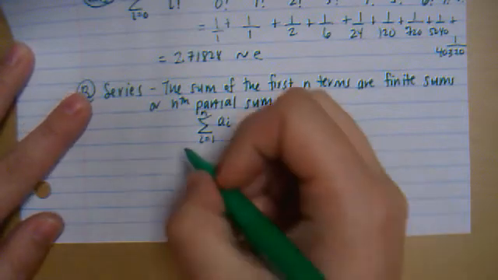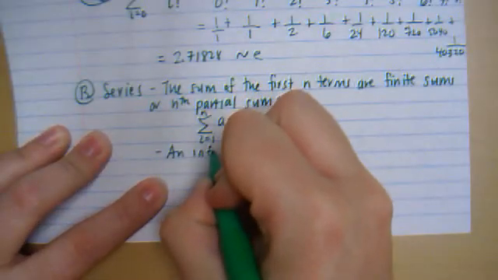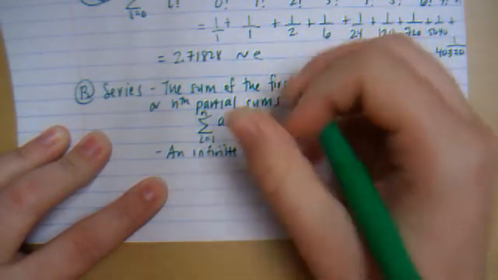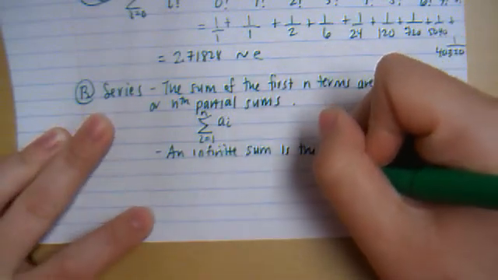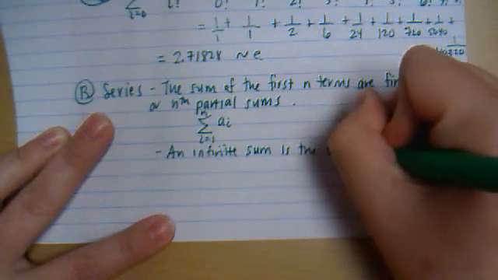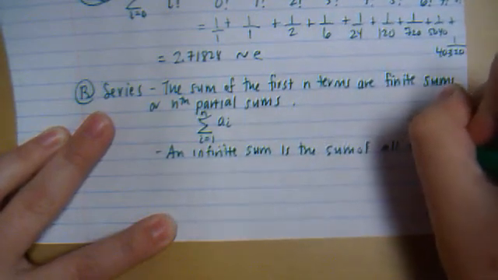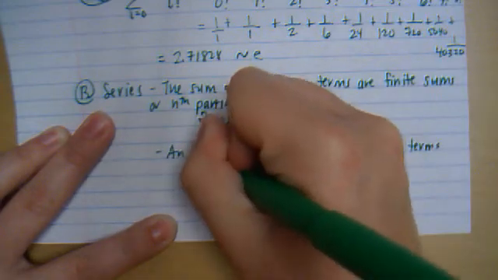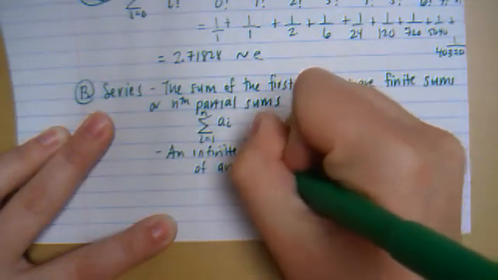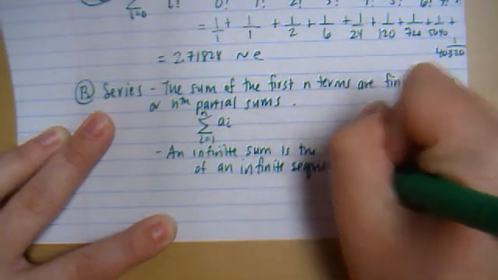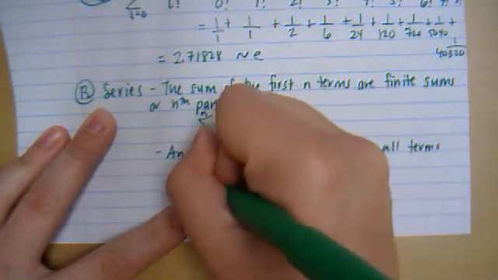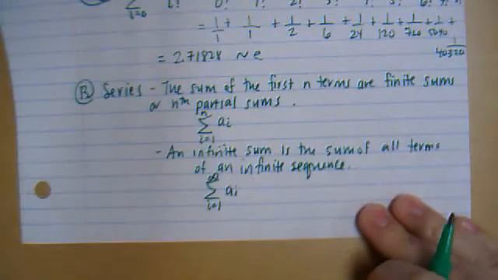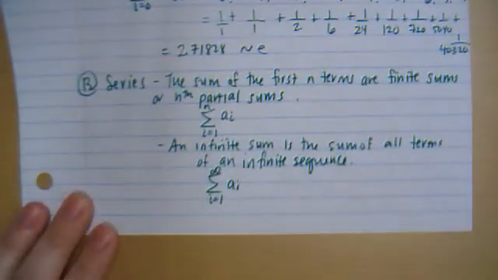An infinite sum is the sum of all terms of an infinite sequence. So this would be like if I started from 1, but I went to infinity. Your sequence never stops. Okay, I'm going to flip this over so we can look at an example.